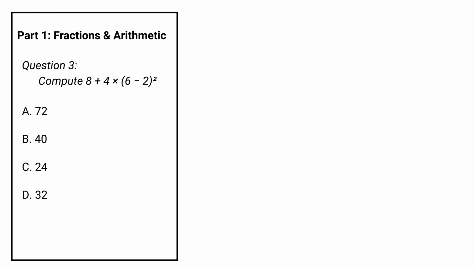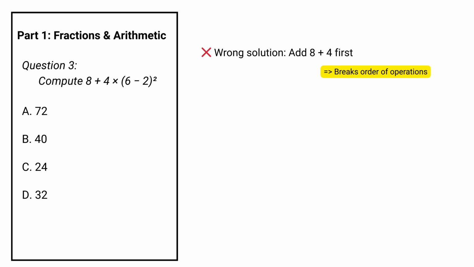Now let's solve this one. Compute 8 plus 4 times the quantity 6 minus 2 squared. Your choices are A, 72, B, 40, C, 24, D, 32. Pause the video and try it yourself. A common mistake is to add 8 plus 4 first. That breaks the order of operations.